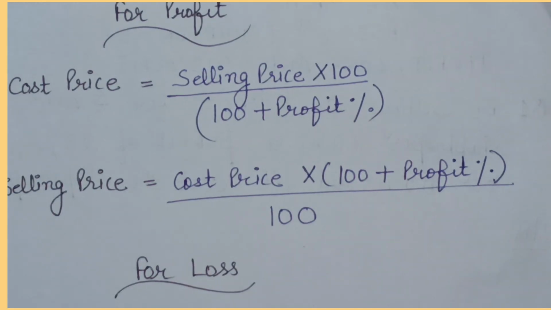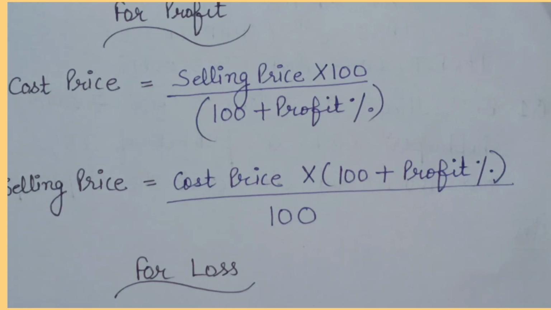The definition of loss: if the selling price of an article is less than the cost price, the difference between the cost price and the selling price is called loss. The formula of loss is equal to cost price minus selling price.